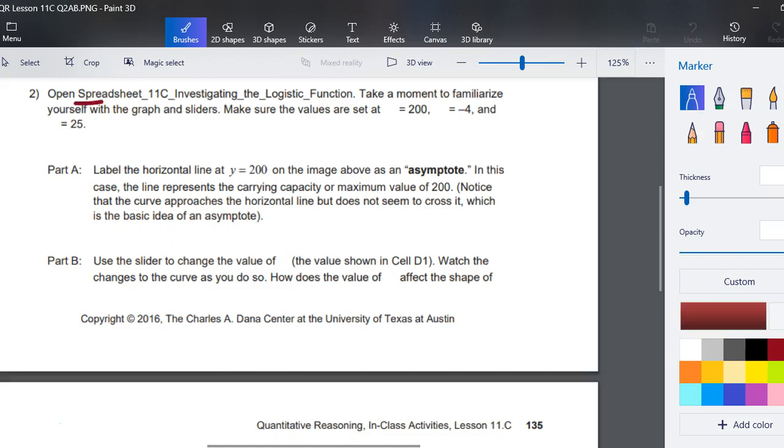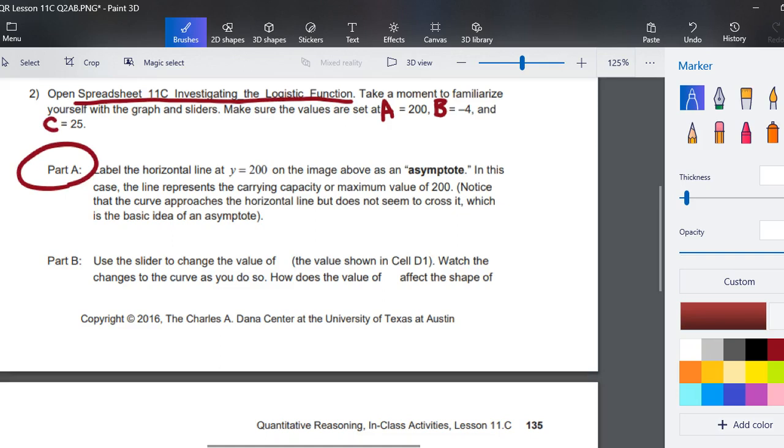It does ask us to open spreadsheet 11C, and this is in my math lab under spreadsheets, lesson 11C, and go for the one that says in class. Take a moment to familiarize yourself with the graph and sliders, and I have a few pieces missing, so let me fill in the blanks: A is worth 200, B is worth -4, and C is worth 25.